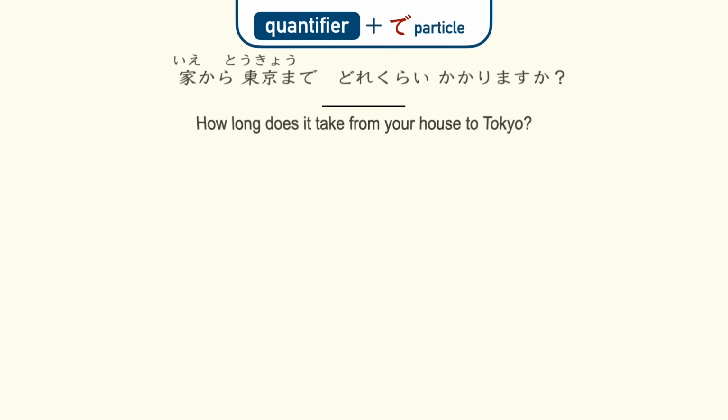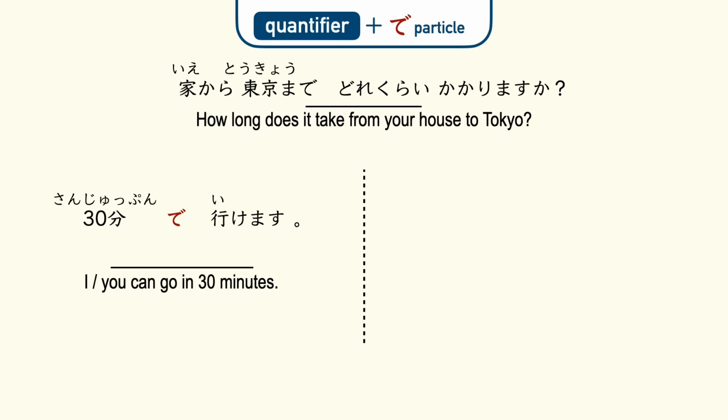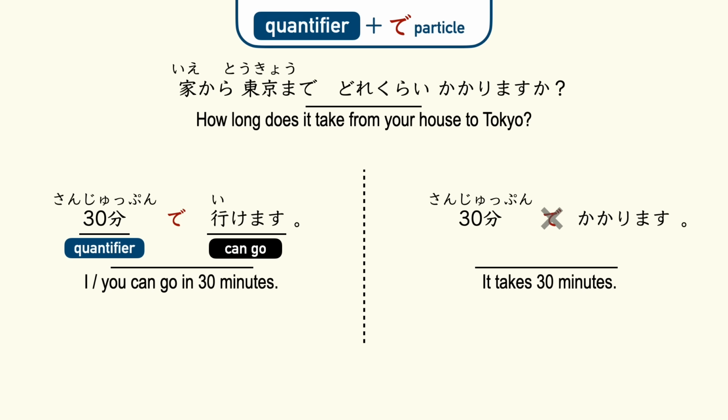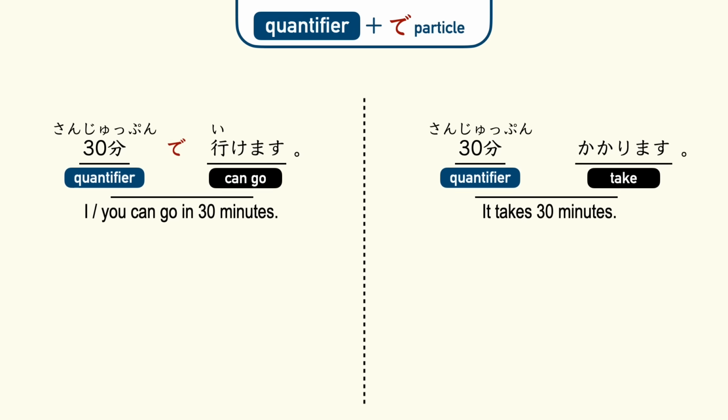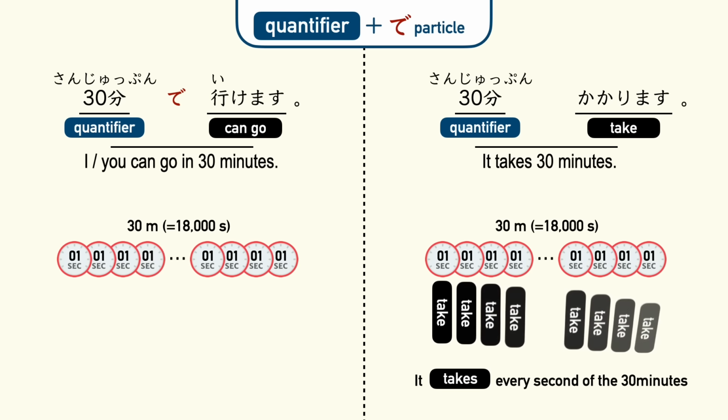Let's say someone asks, 家から東京までどれくらいかかりますか? How long does it take from your house to Tokyo? If you want to say, I can go to Tokyo in 30 minutes, you say 30分で行けます. If you want to say it takes 30 minutes, you say 30分かかります without で. Because when you say it takes 30 minutes, it takes every single second of those 30 minutes. The verb take applies to every second of it.